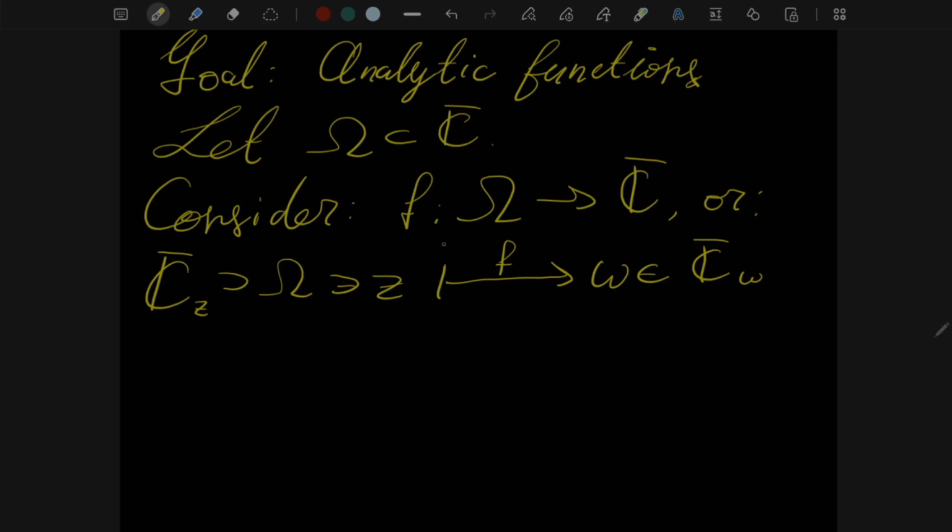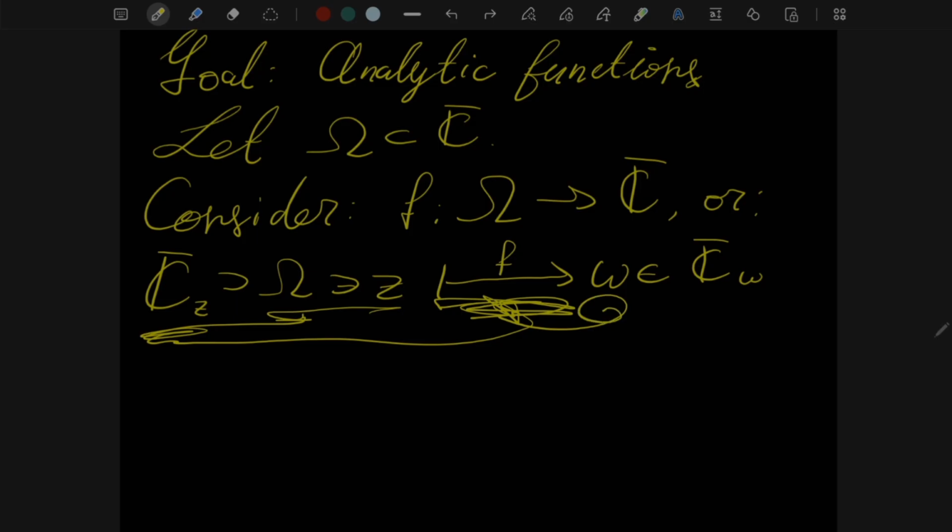Okay, so we have a function f that maps complex numbers from our set omega into the extended complex plane. And it can be written like this: we have z from omega, that is a subset of the extended complex plane, and it is mapped by f onto omega from the extended complex plane.